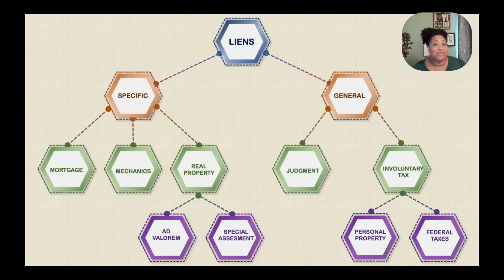But let's say I have 2 houses, one in Durham, one in Chapel Hill, North Carolina. If I don't pay my Durham mortgage, can they just come and take my Chapel Hill home? No, of course not, because that mortgage is tied specifically to that Durham home. That is a specific lien, a lien or a claim against a specific property.